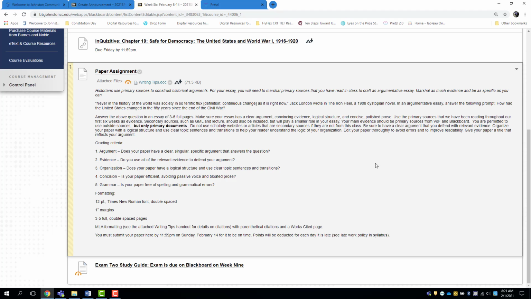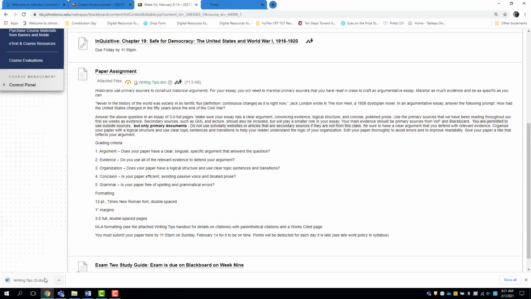As you can see here, I've got a prompt. I've got the guidelines for what the paper should look like, what your sources are going to be, and I've got grading criteria in order of most important to least important, or most points versus least points, and then I've got formatting criteria too, and then the due date as well. And then attached is this writing tips sheet. So I know that I've mentioned this several times.